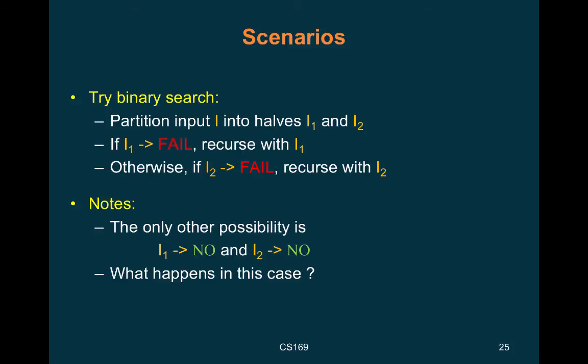Okay, so we're going to start like before. We partition the input into 2 halves, I1 and I2. And if I1 fails, we're lucky. We don't care what happens to I2. We'll recurse in there. We already know that the failure is within I1. If I2 fails, we recurse inside I2. But now we have a third possibility that before it wasn't possible. We have that both I1 and I2 do not fail.